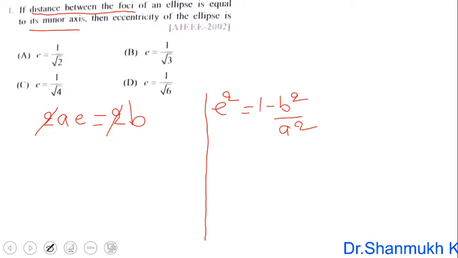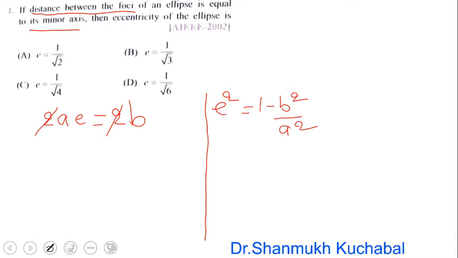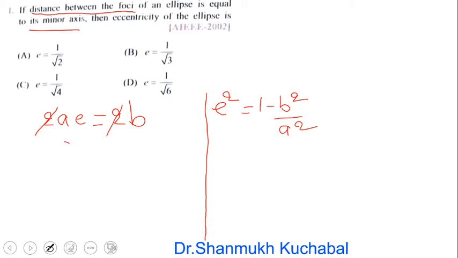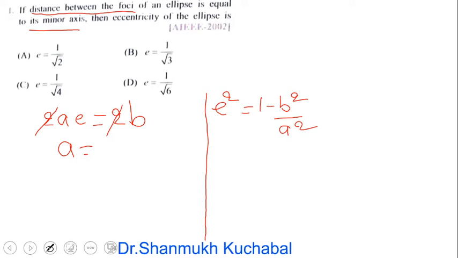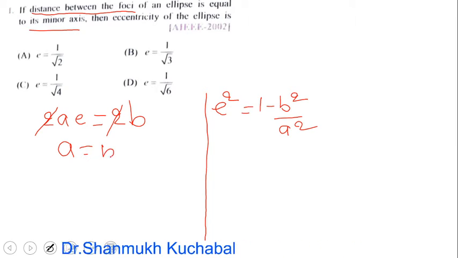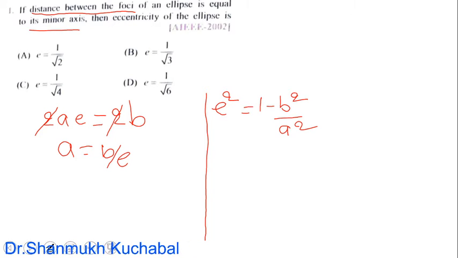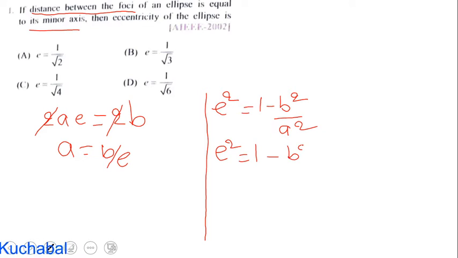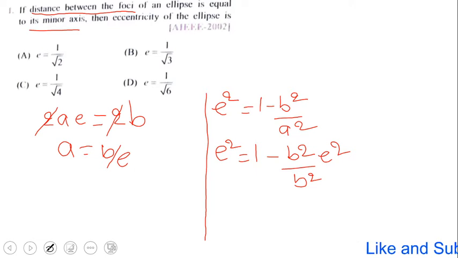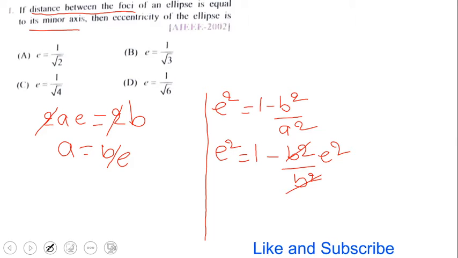So this is the formula. Now I write the solution for A. A is equal to B divided by E. So further, E square equal to 1 minus B square divided by A square. A square is B square divided by E square, so it is shifted to the numerator. Further, B square cancels.